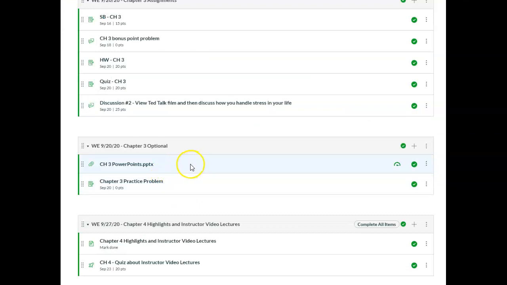To help you with what you learned in Chapter 3, and to thoroughly prepare before struggling with the last 2 problems in the Chapter 3 homework, I have posted a Chapter 3 Connect practice problem. You can access the practice problem through the Canvas modules, page down until you see Chapter 3 Optional, and click on the Chapter 3 Practice problem. This will take you to a problem in Connect that you can use to practice until you feel you have mastered the skills necessary to succeed on the homework.